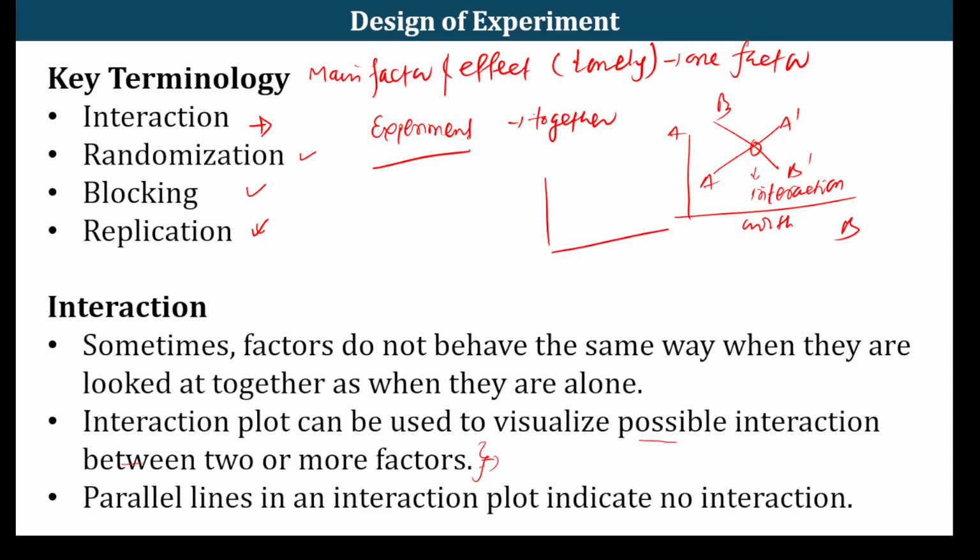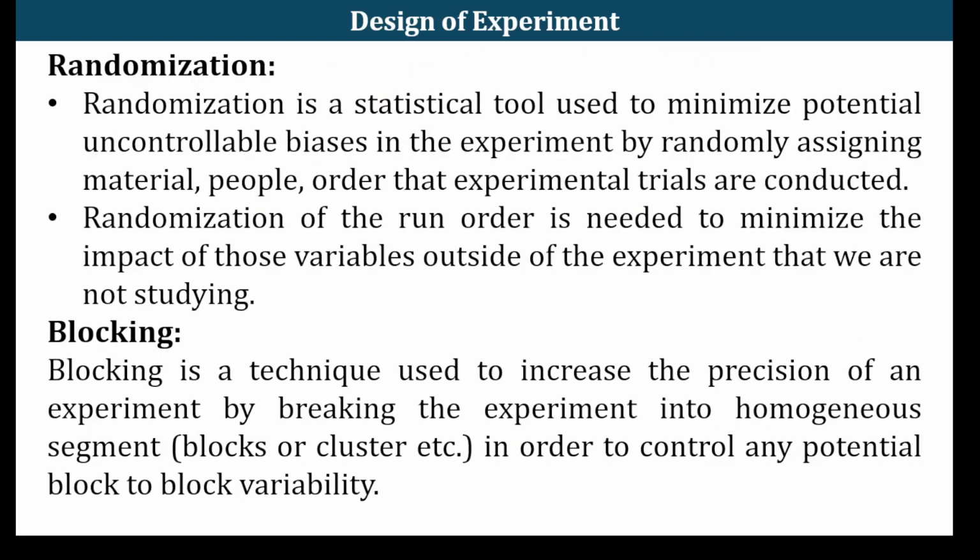If we have the lines both parallel, A bar, B bar, it means this plot is indicating that A is not going to influence B. So it means there will be no interaction. We'll discuss that in the coming slides also: with the interaction or without the interaction, how that calculation is going to change. Randomization. What do you mean by randomization?